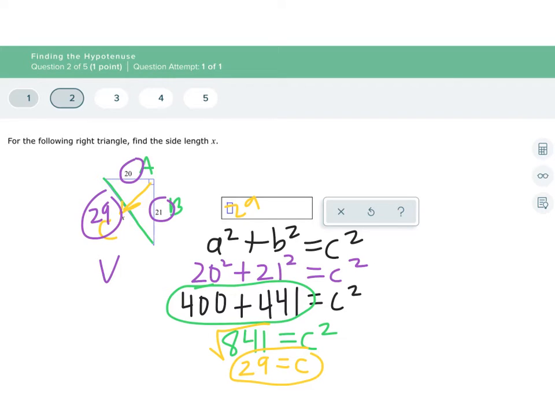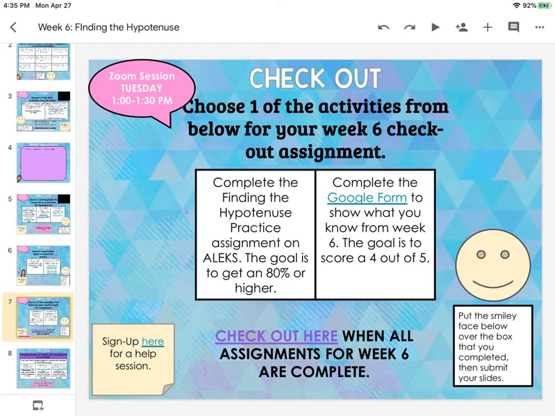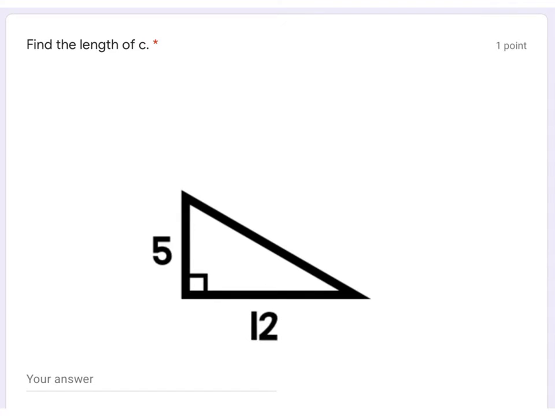So that's what the Alex assignment looks like. There's only 5 questions, and they all look similar to this. Okay, that was the Alex assignment. So if you want to do that, put your smiley face there, or take a look at the Google form, which is already embedded into the slide. So that might be a little faster option for you.